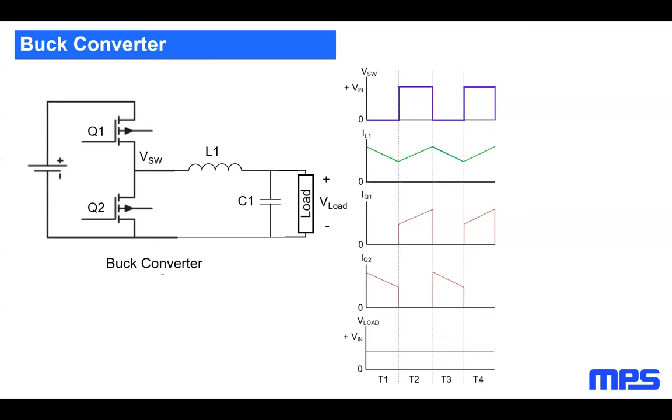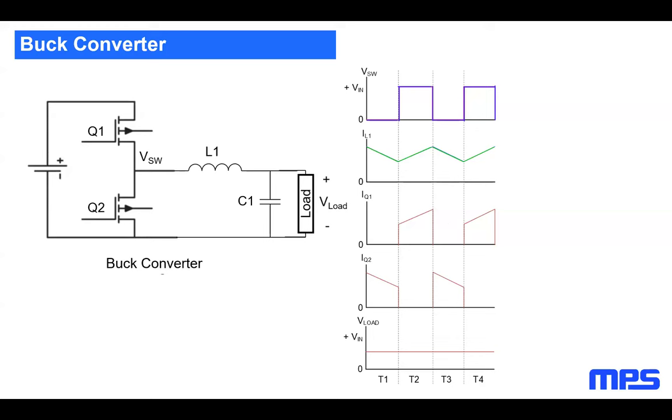So we have a very rapid change of current over a very short time, usually a few nanoseconds or even lower than that. And the same happens when we turn Q1 off. The current goes from a high level to zero almost immediately.